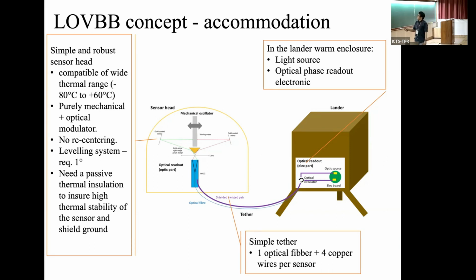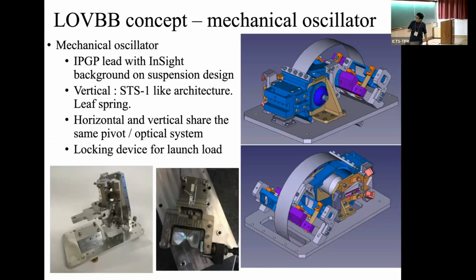We also have this tether, which is basically optical fibers that connect the two sensors. So we are now developing this. This is the schematic diagram of the sensor head, and we also have this mechanical part and this prism part. This is now under development in IPGP in collaboration with the commercial company EXBlue.